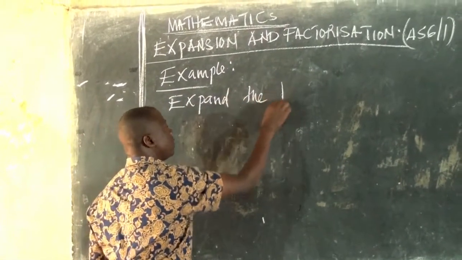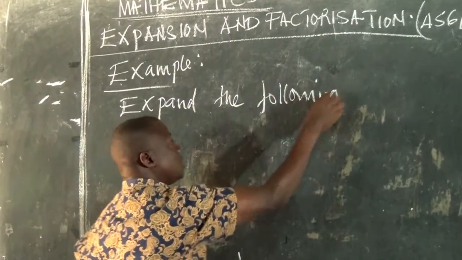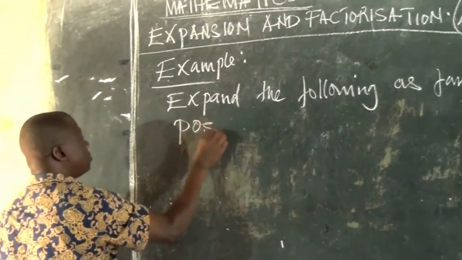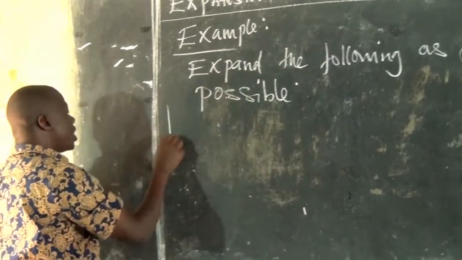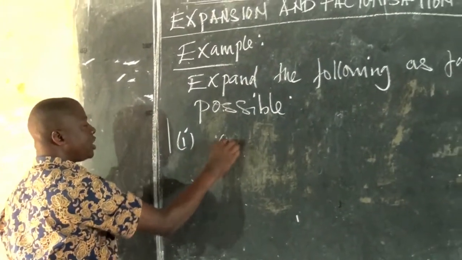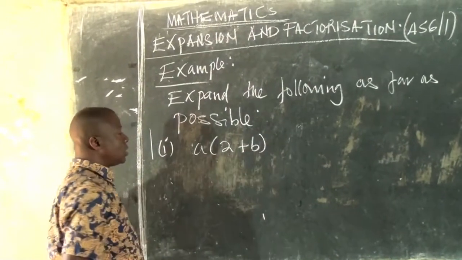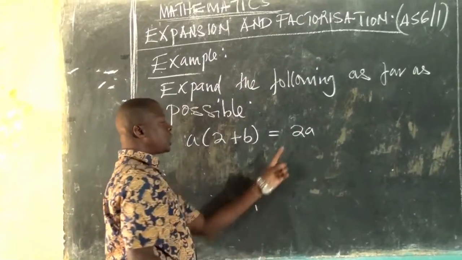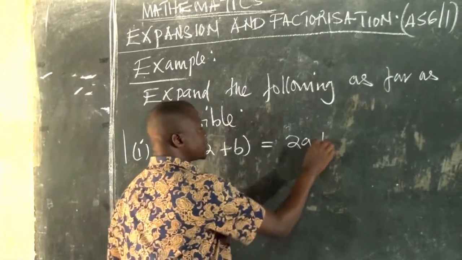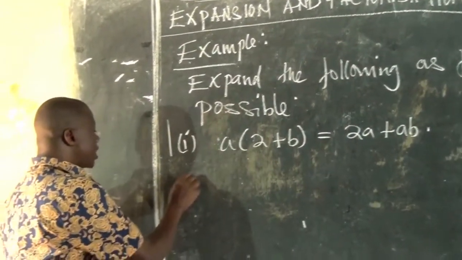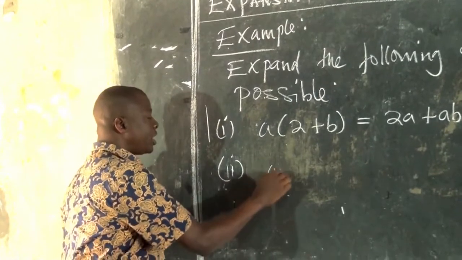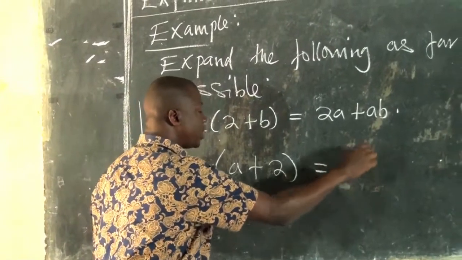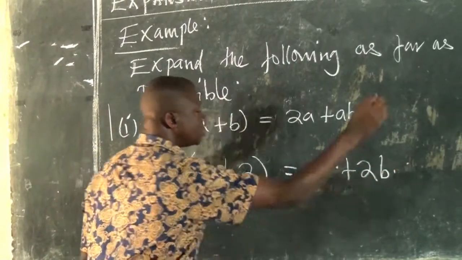Expand the following as possible. Level 1, number 1, we have A into 2 plus B. We open brackets. So this is supposed to be 2A, that is 2 times A, it gives 2A plus AB. Now we look at number 2, where we have A into A plus 2. This is supposed to be A squared plus 2A.